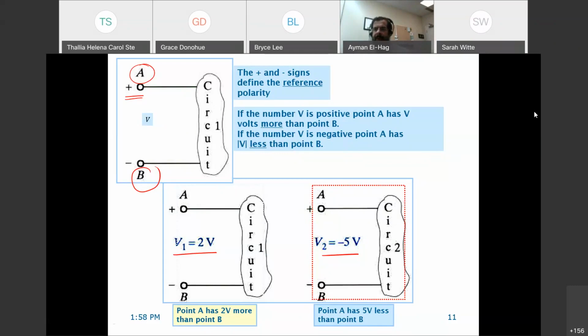But didn't you mention the current is the flow of positive charges? Yes, the current is a flow of positive charges. This is the conventional current. It's a flow of positive charges.